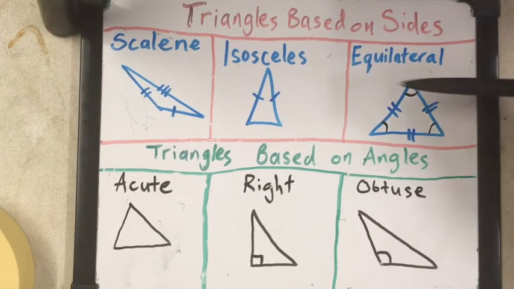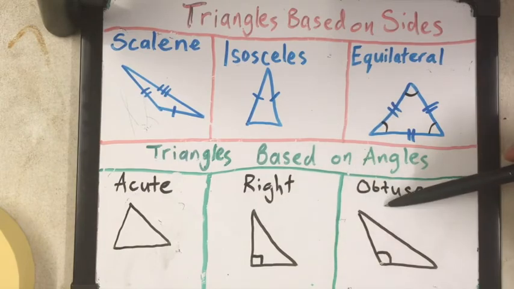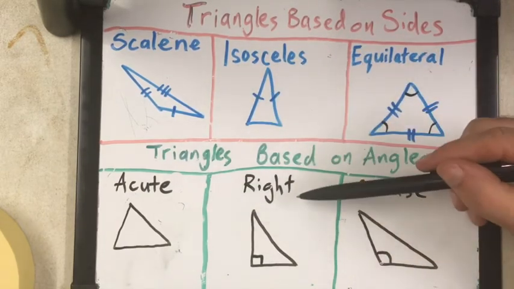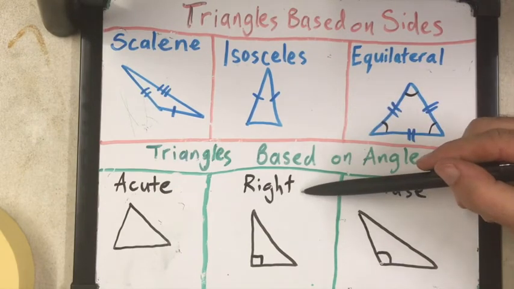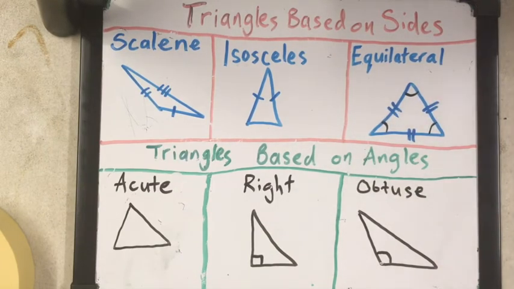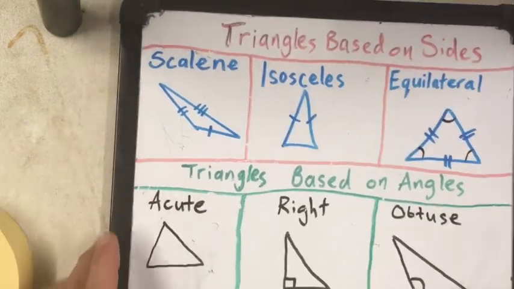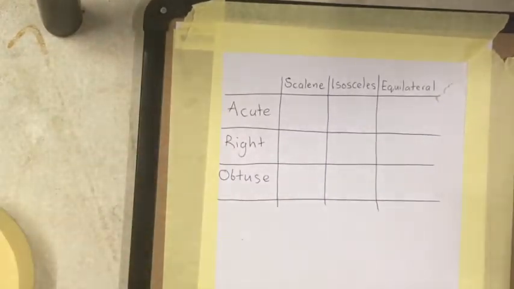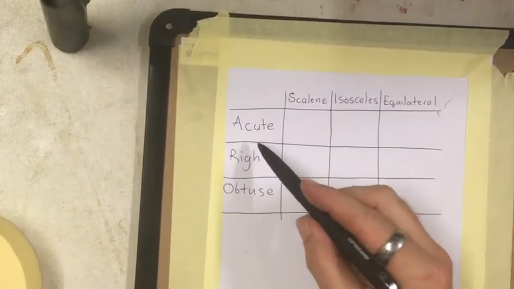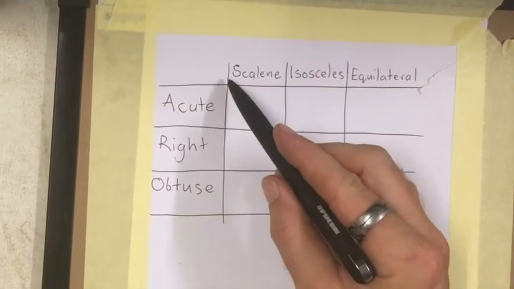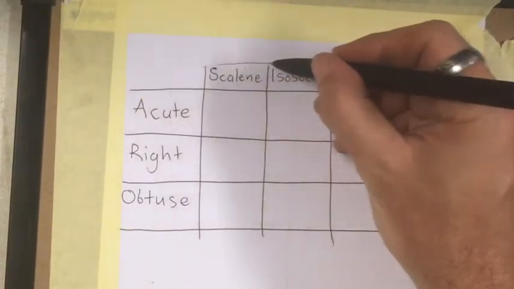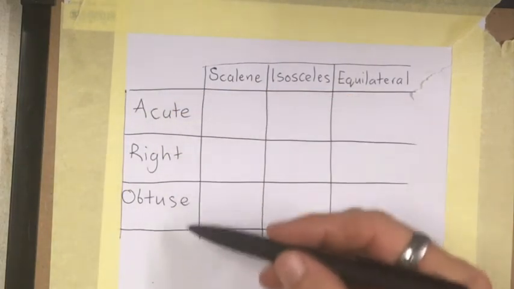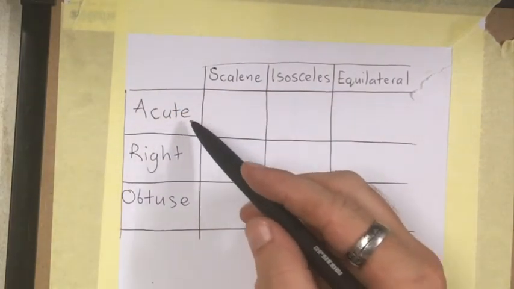So I'd like you to go and compare these three at the bottom and the three at the top and see, are there any similarities? Could a triangle be a right angle triangle and an equilateral triangle at the same time? That's for you to discover. Once you've done that, you might want to make a table like I have just here and go through. I have my triangles based on sides up the top and my triangles based on angles going down the side.